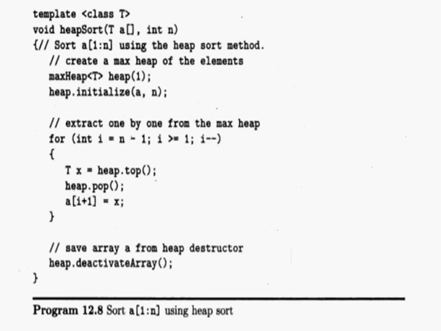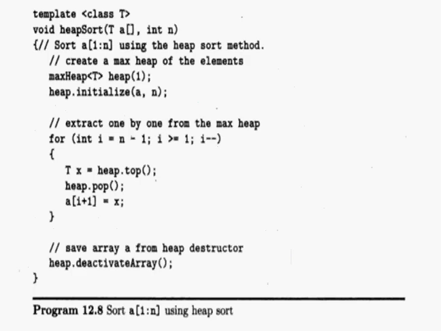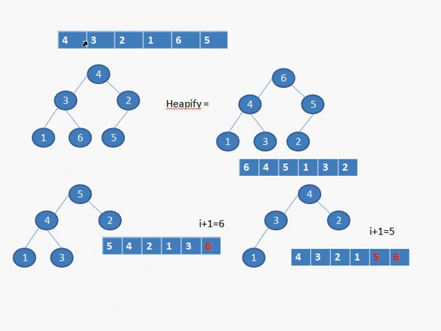Now let's discuss this pictorial diagram with respect to the program. This heap sort has 2 arguments: one is the array and the second is the total number of elements. In our case, the total number of elements is 6, n is equal to 6, and this array is not a max heap.